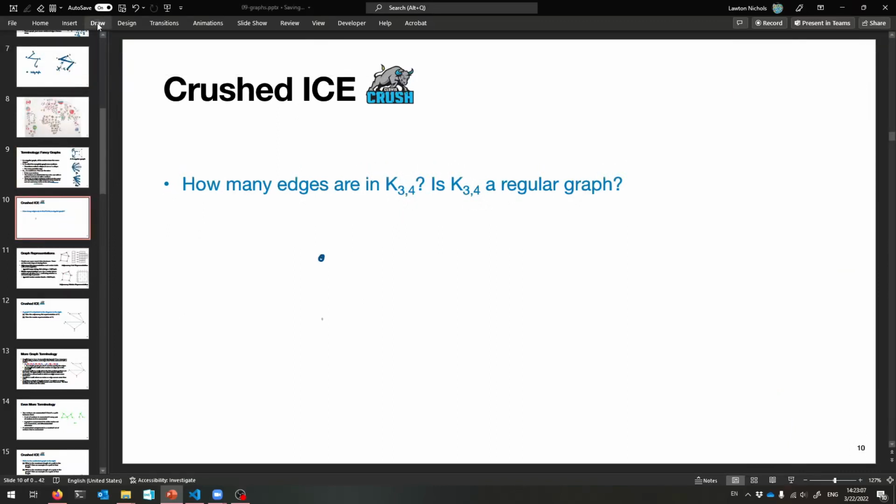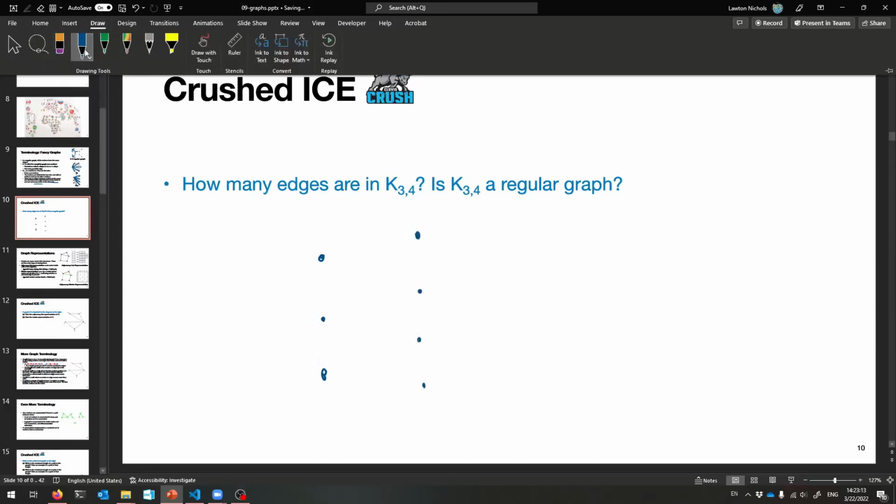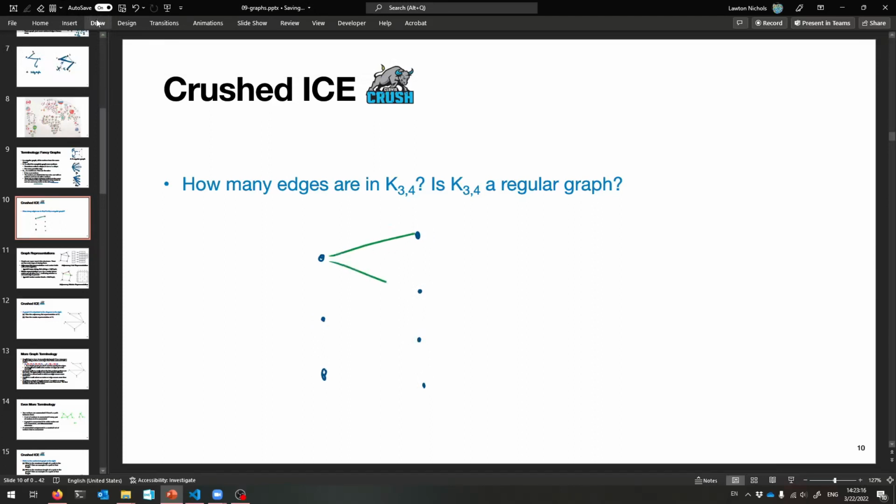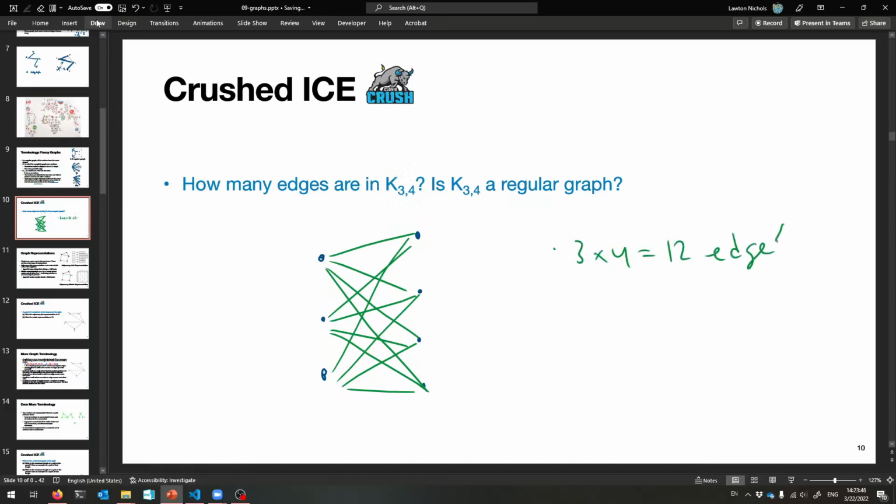All right, so K34 means 2 sets, 3 on one side, 4 on the other. There's a way to get there. This has 3 edges. This has 3 edges. Oh, sorry, 4. What am I doing? Forgetting about the bottom dot for some reason. 1, 2, 3, 4. 1, 2, 3, 4. So how many are there? So 4, 8, 12, right? There are 12 edges. 3 times 4 equals 12 edges. That's an easy thing to compute with this kind of graph.